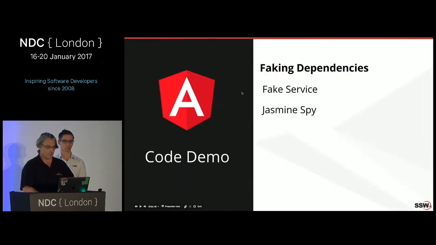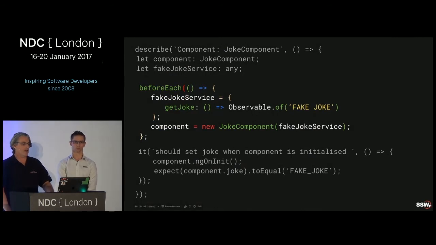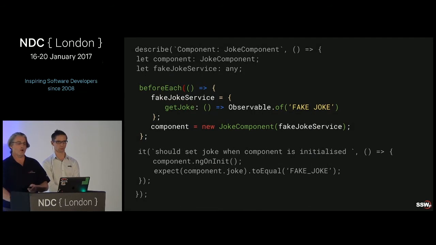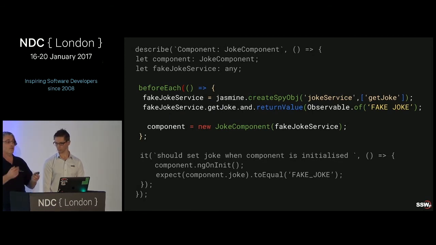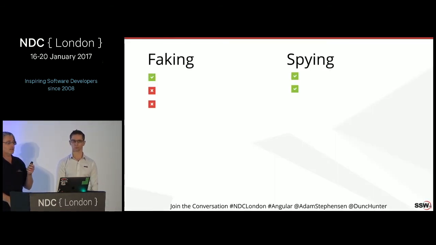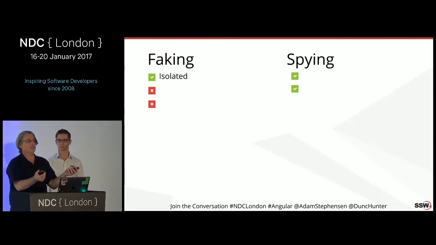So what we just had a look at is how to create a fake joke service and pass that in to be able to override a dependency, and then how to create a fake using a Jasmine Spy. The Jasmine Spy then lets us override the functionality of the method, and we could also go and check the behavior of those methods. So the benefit of faking is that it's isolated. You're creating a whole separate object for your dependency and passing that into the component under test.